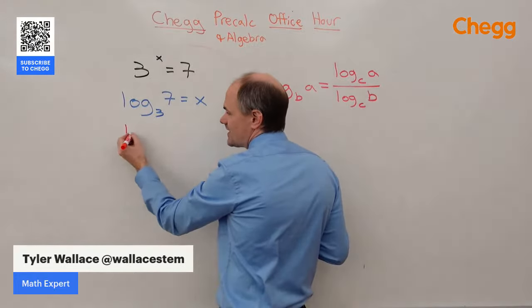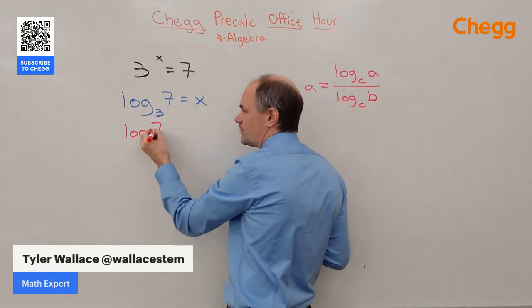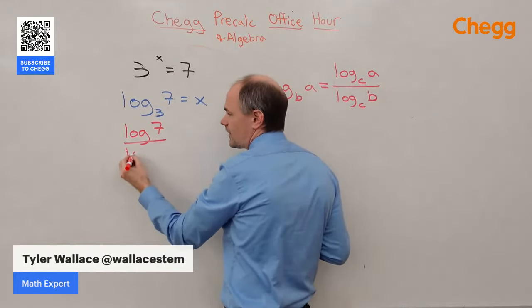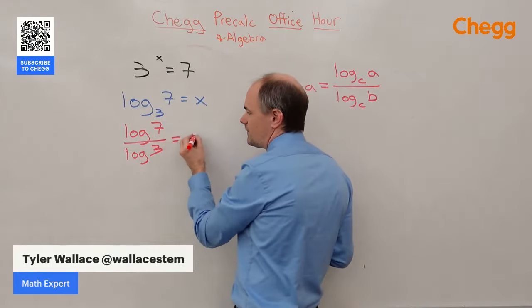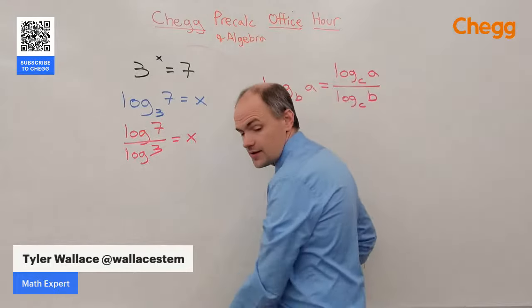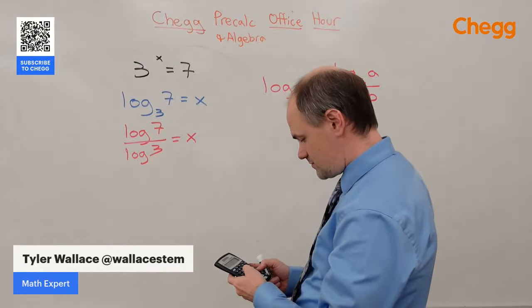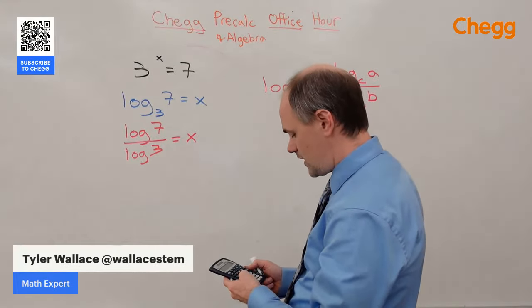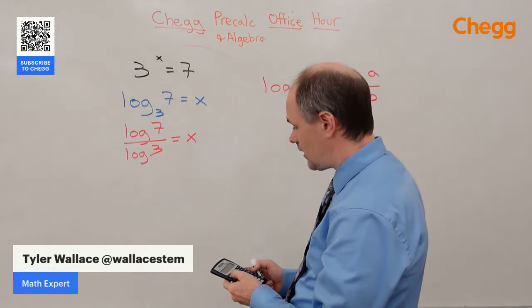Let's do log base 10. So we'll do the log base 10 of the input, 7, divided by log base 10 of the base, which is 3, and that's equal to x. And that I can do on my calculator. Let's figure out what it is. We expect it to be between 1 and 2. Log of 7 divided by log of 3.